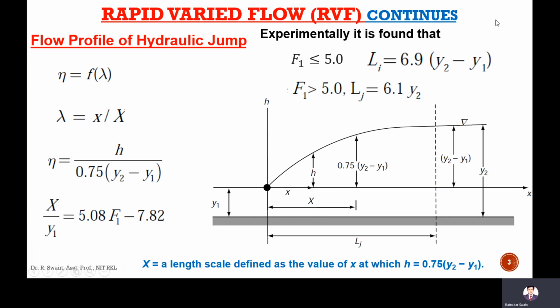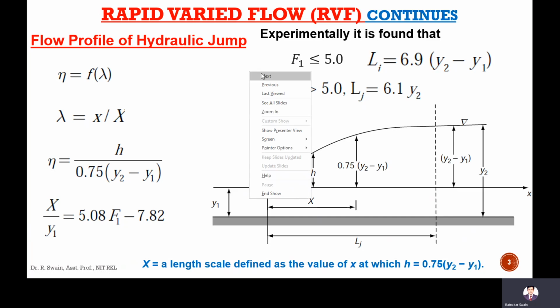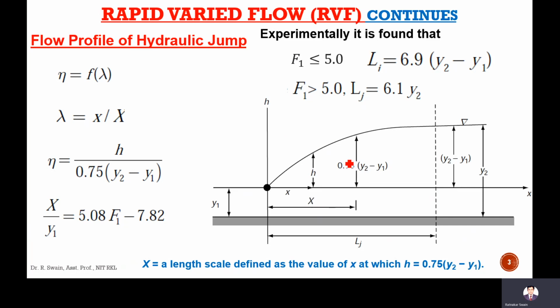In the last class we discussed that a hydraulic jump, or rapidly varied flow, is formed when the flow changes from supercritical to subcritical. The depth ratio, that is the sequent or conjugate depth ratio, the depths before and after the jump, y2 by y1 or y1 by y2, can be calculated if we know the Froude number before or after the jump. The energy loss, and the relative energy loss ratio, can also be calculated.